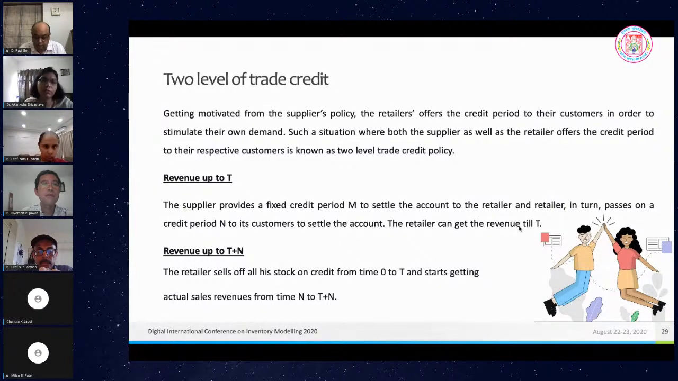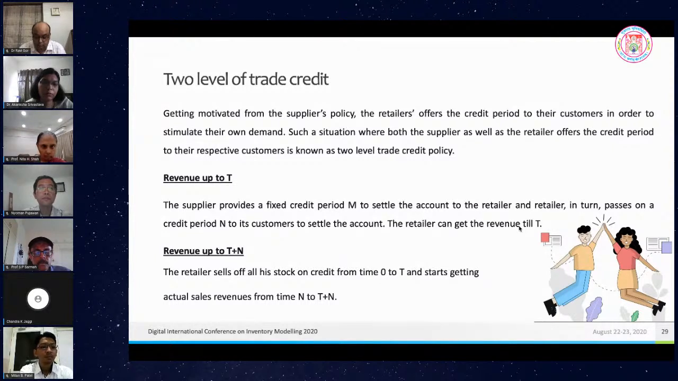Here we try to look into the two level and the different scenarios: revenue up to T, then revenue up to T plus N. In revenue up to T, whenever the last customer comes, he will be getting less credit period. Basically, you can look at your credit card. If my billing date is 30th, and I make purchases on 29th, it will be billed to me the next day. Whereas in revenue up to T plus N, even if a consumer or customer comes on the last day of my cycle, he will be given the full trade credit. That we call revenue up to T plus N time period. That means the same number of N days are given to all the customers, even if he comes on the last day. Next, please.